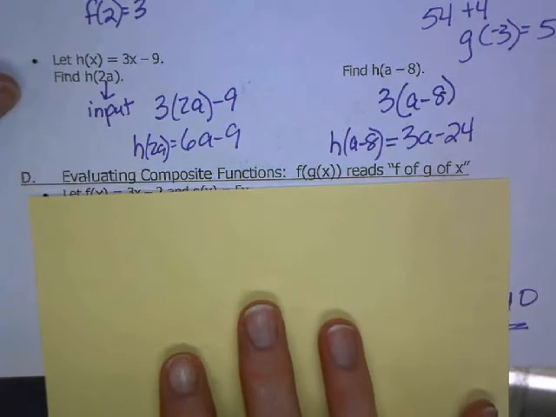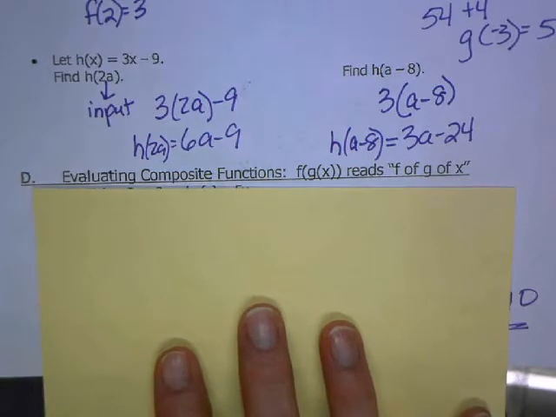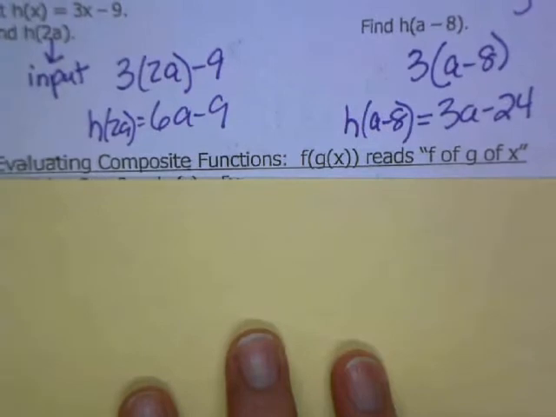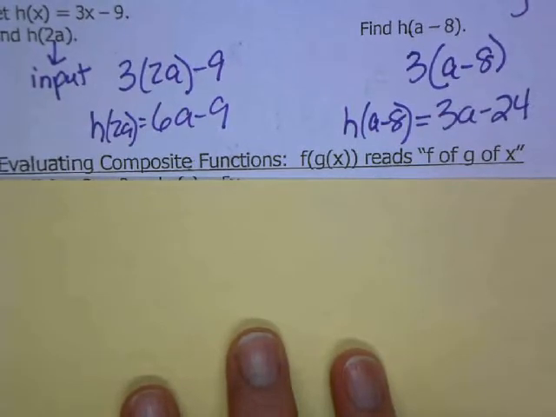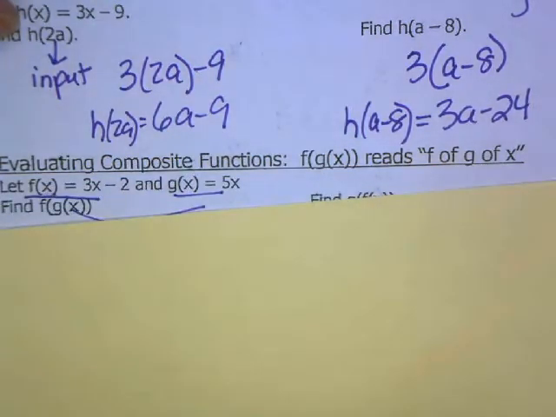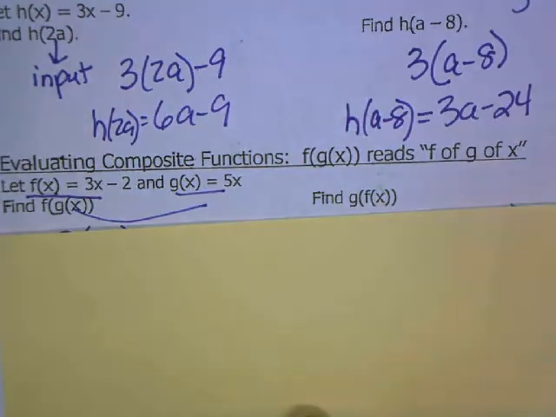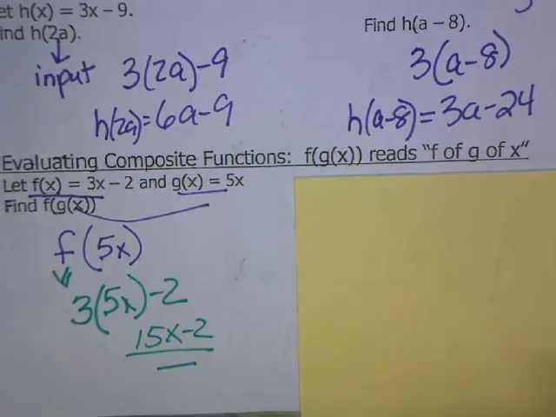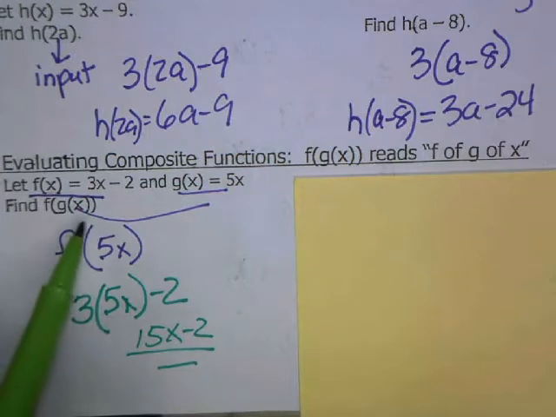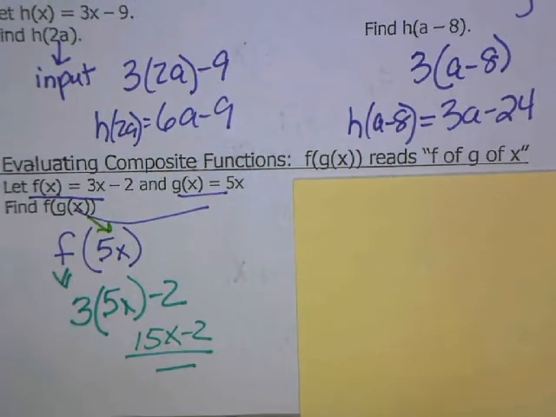So let's look at evaluating composite functions. Basically, it's a function within a function, read f of g of x. So what happens is we have our two functions here, and what we do is we start writing f, and our input becomes g of x. So I always write it like that first.